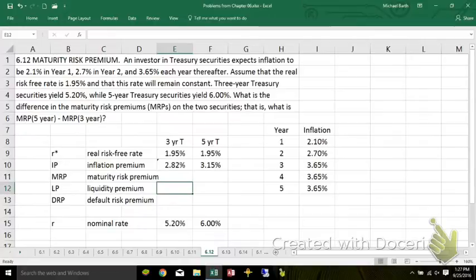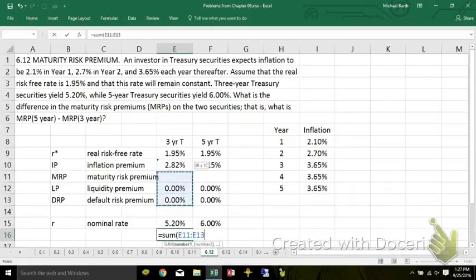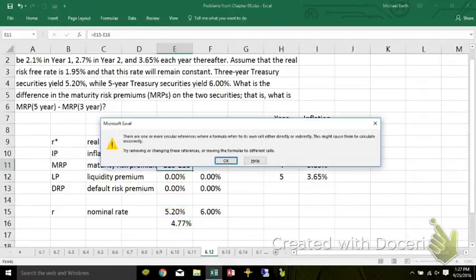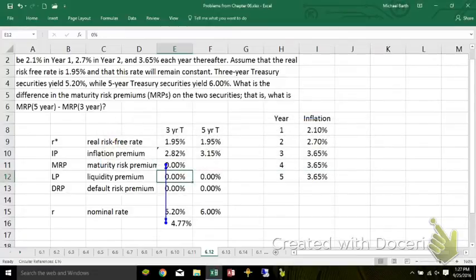And we remember that there is zero liquidity and zero default risk on all of these. Okay, so whatever the rate is here, if I sum up the component pieces I've got so far, it's 4.77. So 5.2 minus 4.77 gives me a circular reference, so I'll just do it manually. That gives me a maturity risk premium of 0.43%.